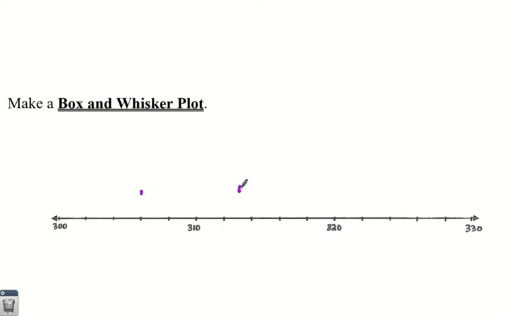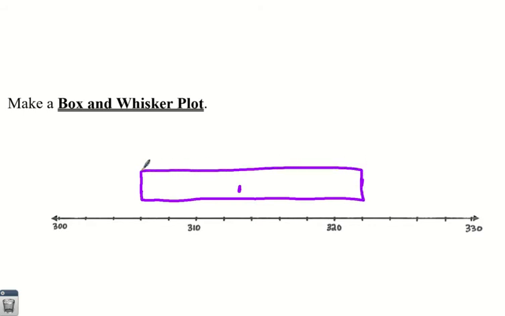313 would be there, right? And then 322 would be exactly there. So again, a box and whisker plot contains a box that starts at the lower quartile, 306, ends at the upper quartile, 322, and we draw a line in the box wherever the overall median is.